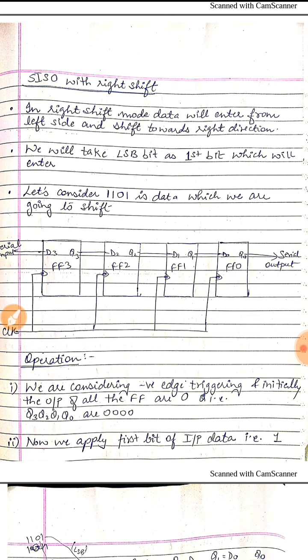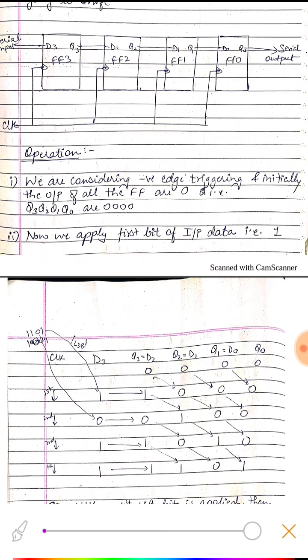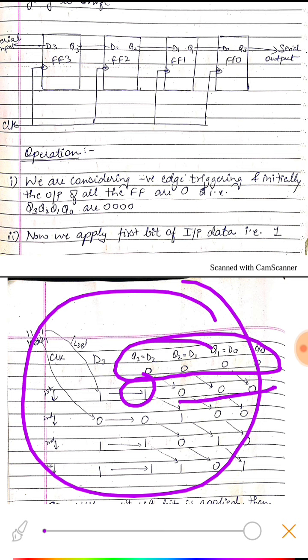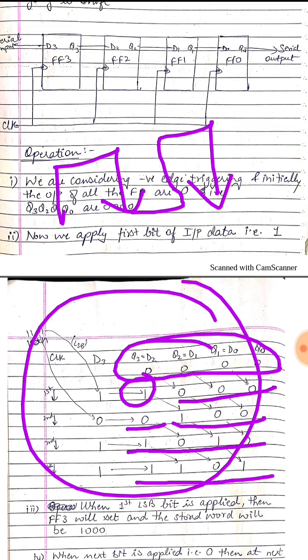So this is how the right shift will go on. The same we can also see in this. First of all there were zeros, then the LSB comes, 1, so it becomes 1 0 0 0, then the next bit is 0, so it becomes 0 1 0 0, then 1 comes, and it becomes 1 0 1 0, and at last it becomes 1 1 0. All these transitions take place only at the negative edge, one by one.